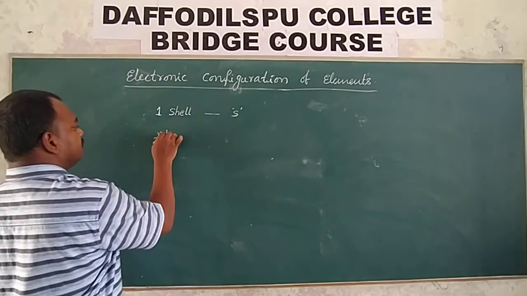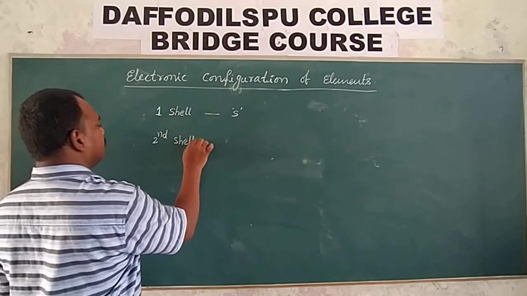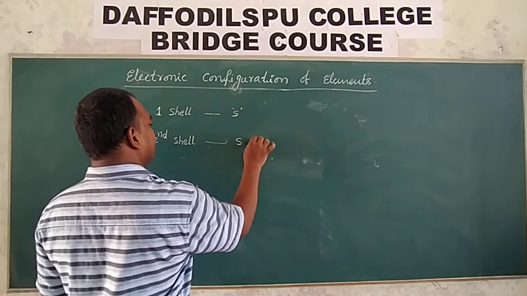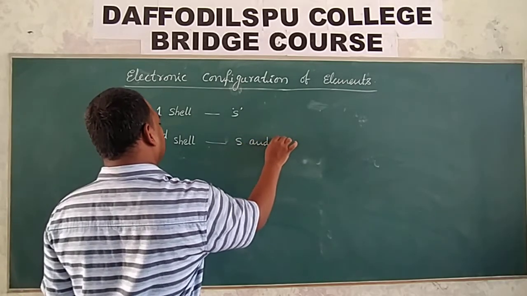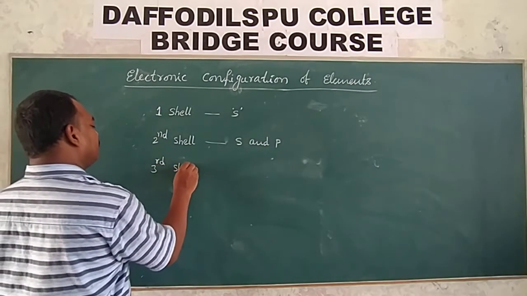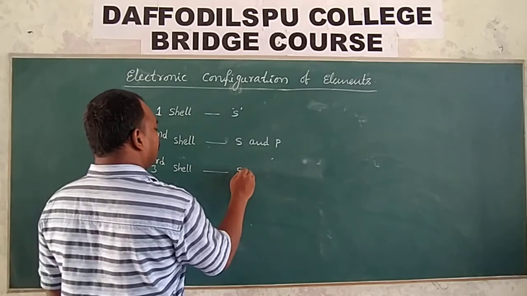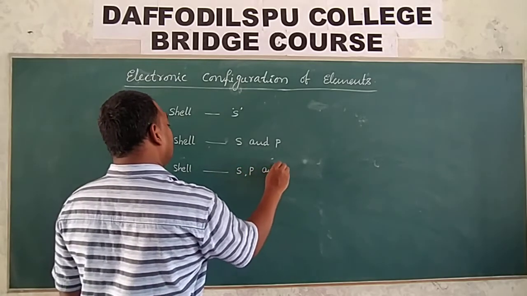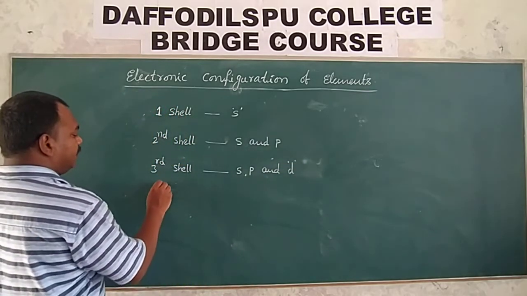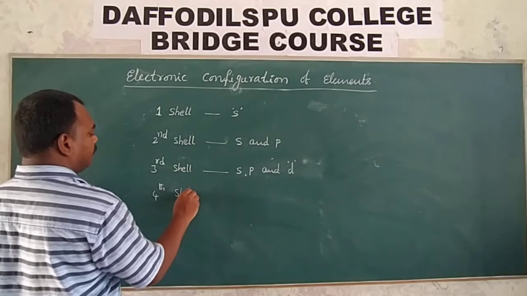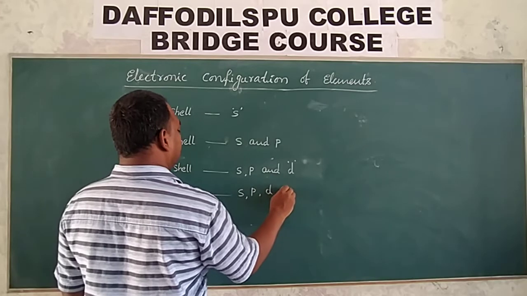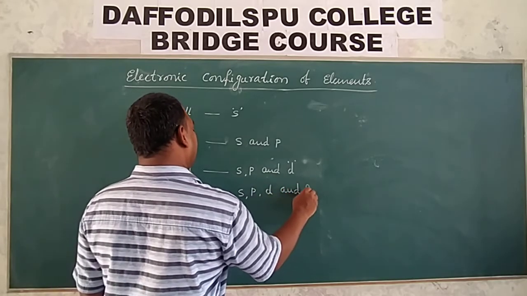The second shell contains two sub-energy levels, they are S and P. The third shell contains three sub-energy levels, they are S, P and D. The fourth shell contains four sub-energy levels, S, P, D and F.